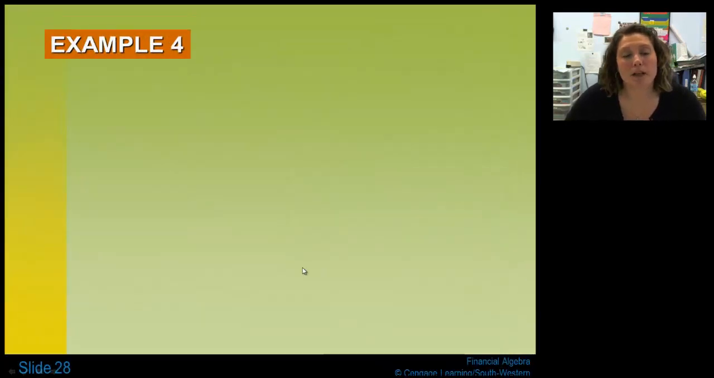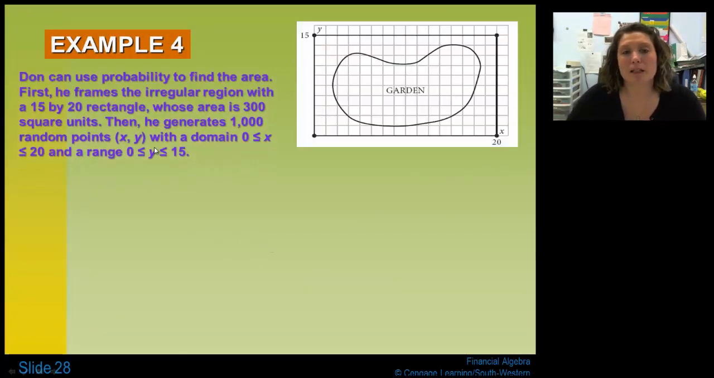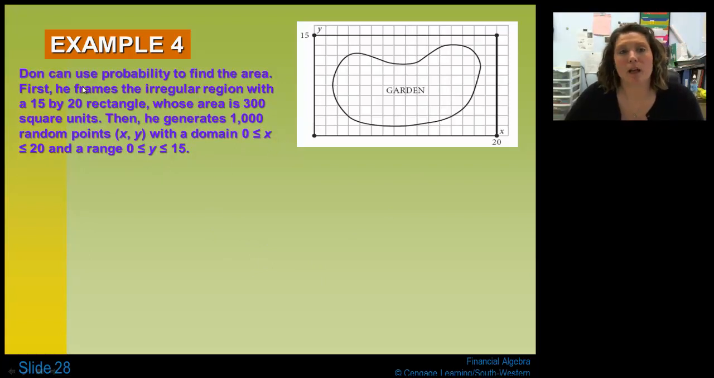Okay, so as I go to example 4 where I have a little bit more room, here's our picture, and here's some information about this. Don can use probability to find the area. First, he frames the irregular region with a 15 by 20 rectangle, which we did here. Okay, the area of this is 300 square units.